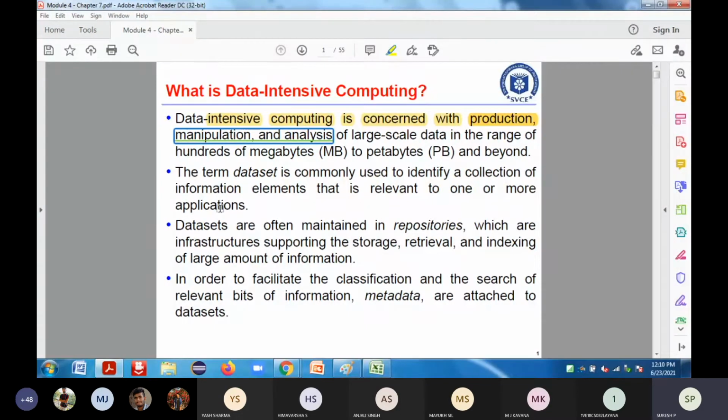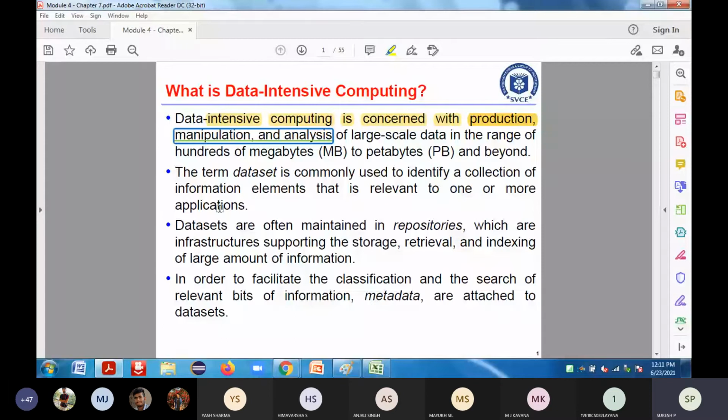So your data intensive computing is mainly concerned with what? Three main things. One is the production of the data, the manipulation of the data, and the analysis of the large scale data. So what is the size of the data which you are going to have? The size of the data will be in the range of megabytes to petabytes and beyond.